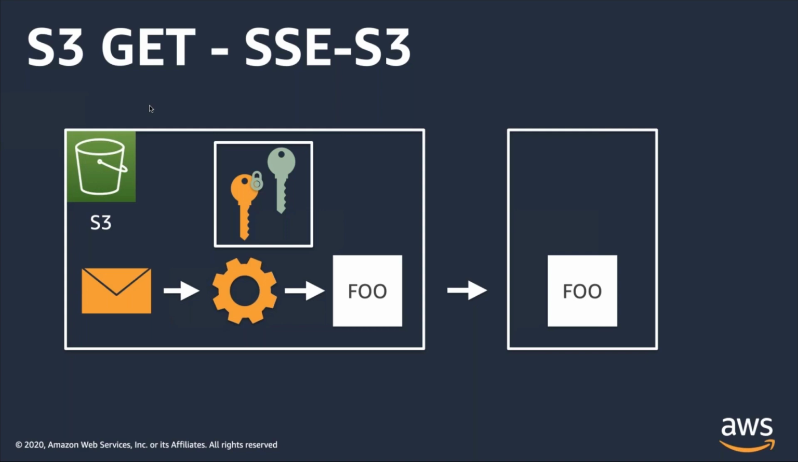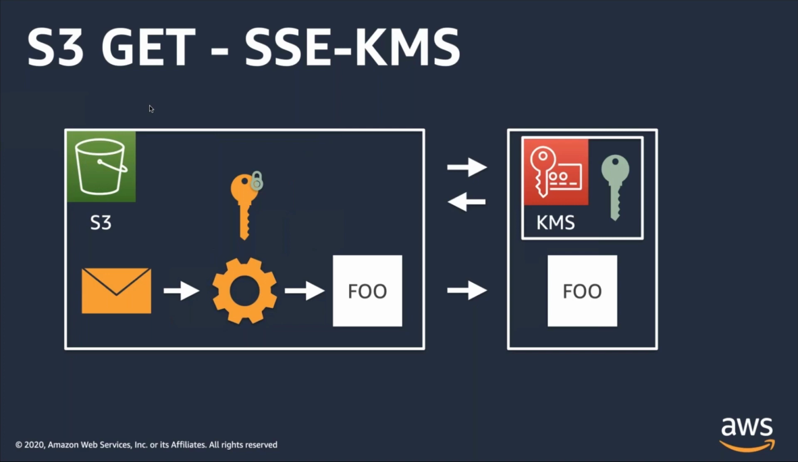But if we add a second step of using SSE-KMS and the key is stored in KMS, you'll notice that the permissions check and the boundary moves out from S3 entirely to KMS. So now if a user requests the object foo, S3 has to query KMS and say, does this user have the ability to access the key that encrypted the data key that secures the file?